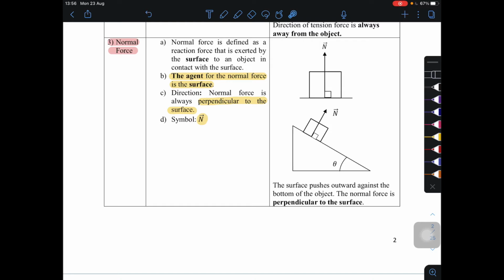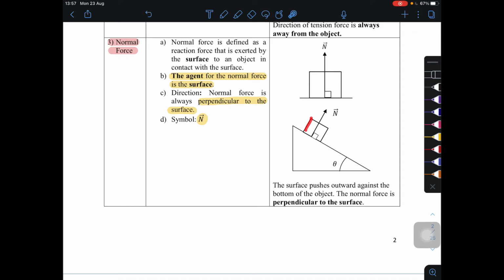As you can see here, how do we know if the object is on a surface? Okay, usually lukisan dia akan macam ni lah. We have an object and then kita akan nampaklah surface macam ni. This one here means this object is on a surface. So the direction is perpendicular, which means 90 degree to the surface. Okay, dia mesti 90 degree to the surface here. So kamu akan letak label N.